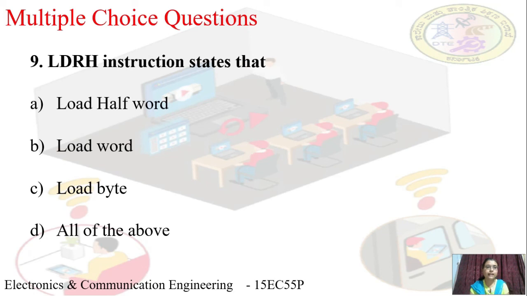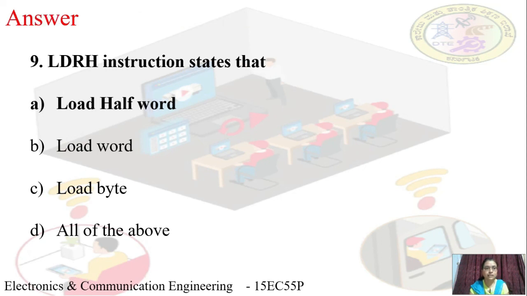So ninth one, LDRH instruction states that. So what do you mean by LDRH? So first option is load half word. Second is load word. Third is load byte. Fourth one is all of the above. So as I said, LDRH means load the register with a half word. So only 16 bits of values are loaded into the register. So hence the answer is A, load half word.